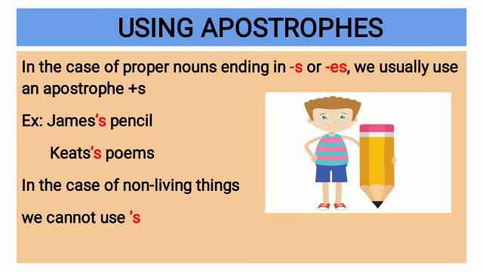How do we add an apostrophe in the case of a proper noun which ends with s or es? If the proper noun ends with s or es, we add an apostrophe after the s. James' pencil. Keats' poem. But in the case of non-living things, we cannot use the apostrophe with s.